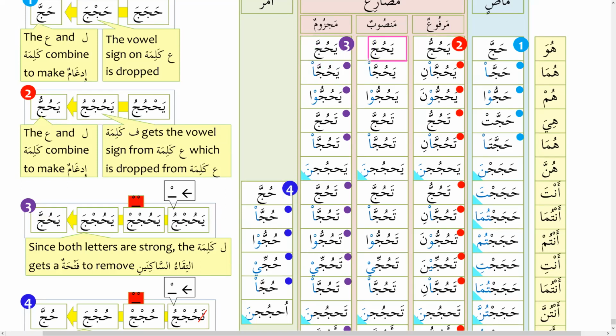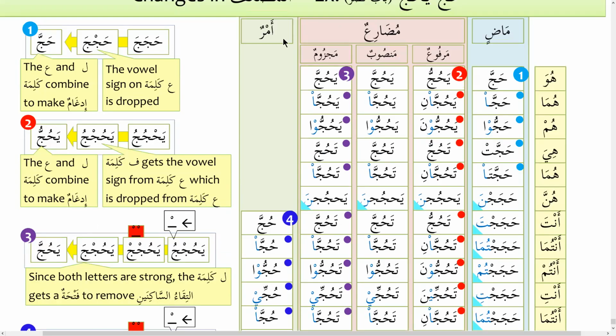Although it looks the same as Mansub, you can remember it that way also maybe. Mansub and Majzoom are the same, because generally for the five in your pocket, it's the same. Yahujja, Tahujja, Ahujja, and so on. Everything is the same. So we can remember that way also: Mansub is equal to Majzoom, without understanding why it happened and all that. You can understand Mansub and Majzoom as both the same.